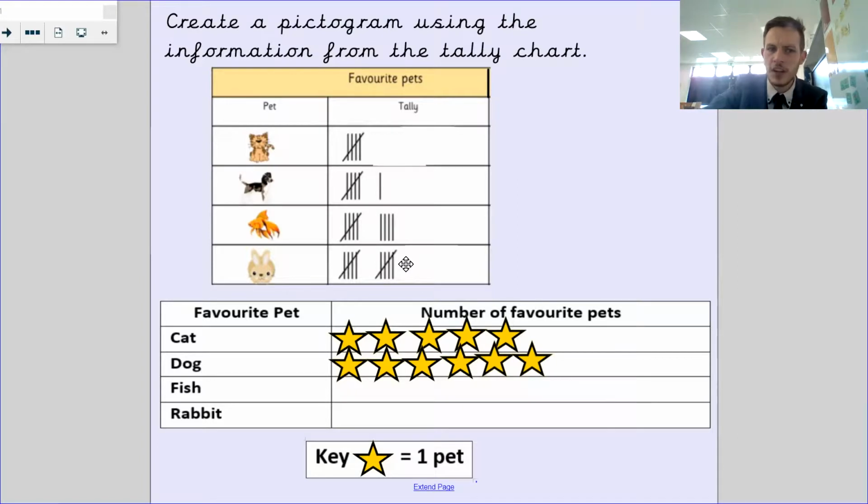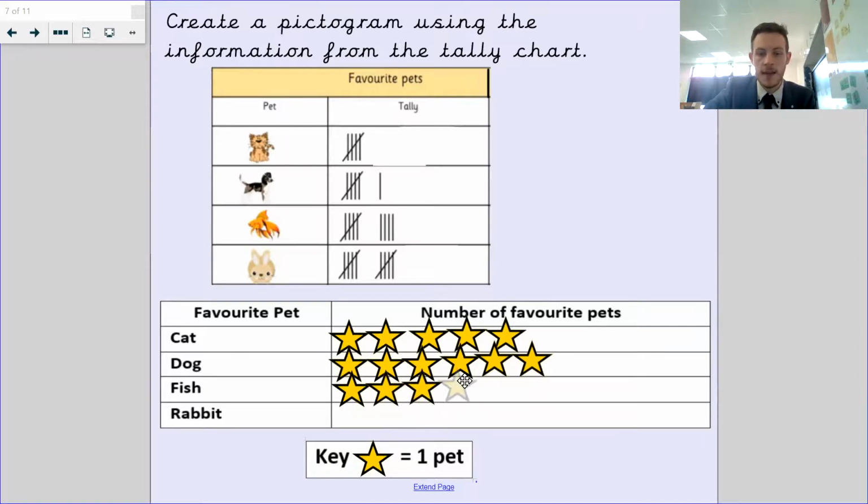How many people love fish the best? You've got a full group of 5, and then you've got 4 more. 5, 6, 7, 8, 9. I've got 9 stars that need to go in this one. So there's 3, and then I'm going to keep going all the way until I get to 9. Now I've got 6, keep going, 7, 8, 9. And I'm going to double check because there's quite a lot of stars there. 1, 2, 3, 4, 5, 6, 7, 8, 9.